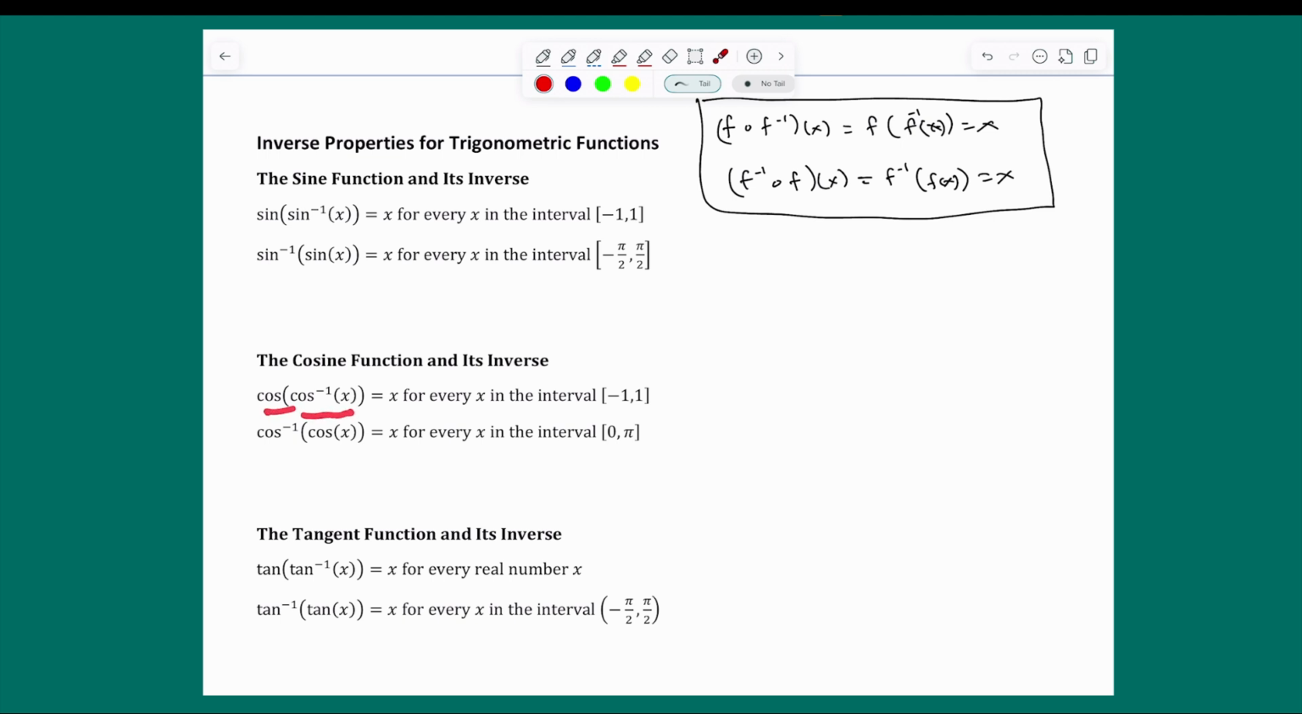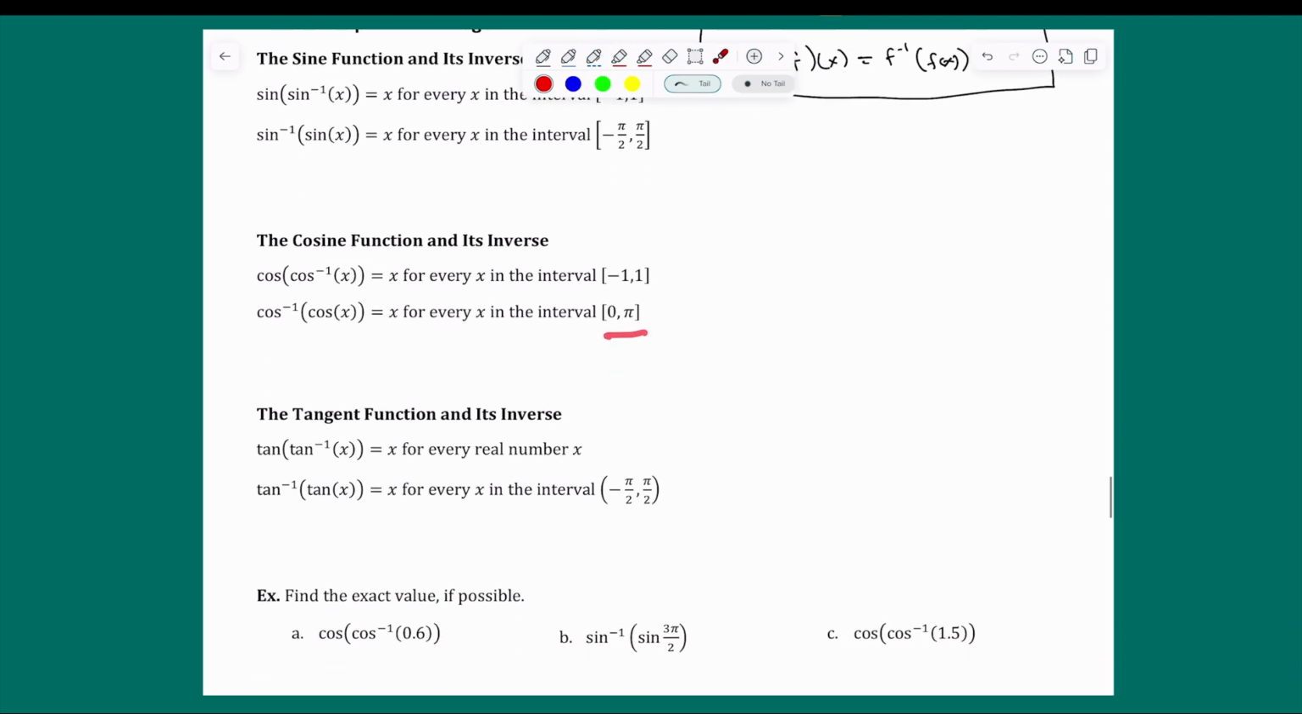Likewise, cosine inverse has the same properties as well. Cosine of cosine inverse of x equals x for every x in the interval from -1 to 1. And then cosine inverse of cosine of x is equal to x for every x in the interval from 0 to pi. Tangent function and its inverse: tangent of tangent inverse of x equals x for every real number x. Tangent inverse of tangent x equals x for every x in the interval from -pi/2 to pi/2.